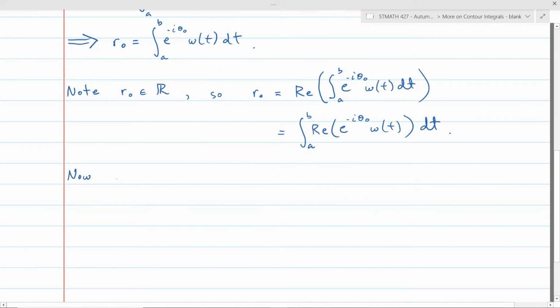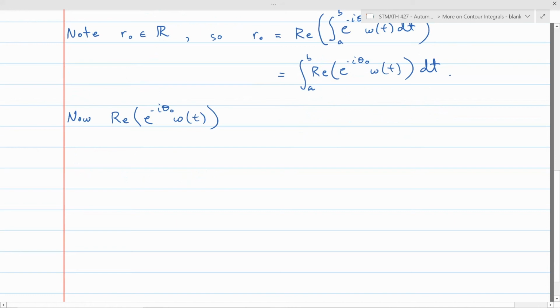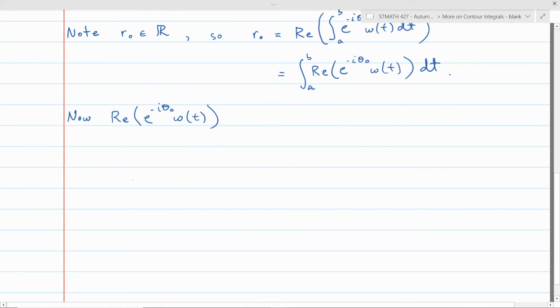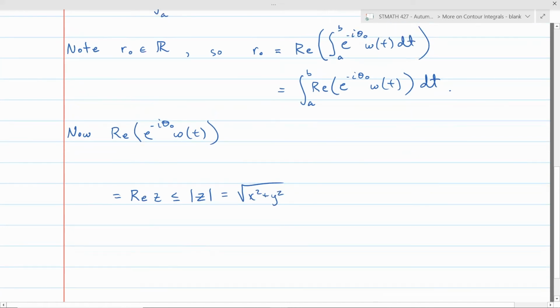And now we can look at that integrand that defines r naught. You may remember we pointed out an inequality a long time ago when we were talking about moduli. There's an inequality that says that the real part of z is less than or equal to the modulus of z. It's kind of simple. It's just because the modulus of z is the square root of x squared plus y squared, and the real part of z is just x, right? So x is certainly less than or equal to the square root of x squared plus y squared.